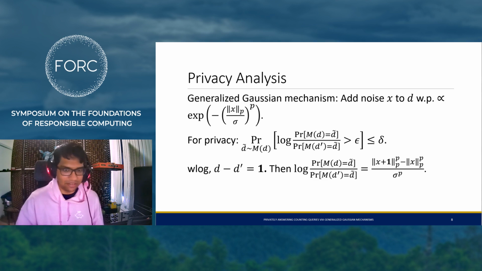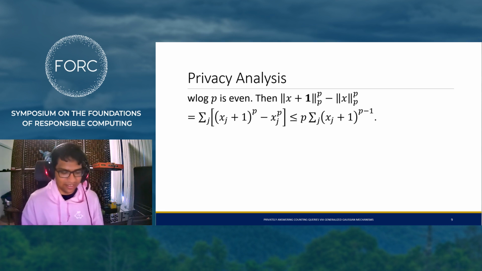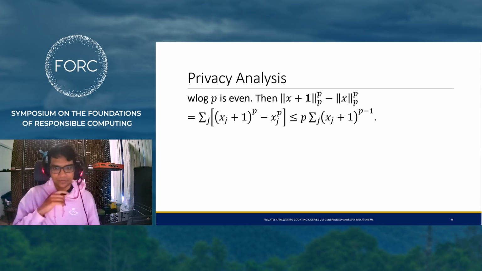Because if we can get a tail bound on the numerator, then we can solve for the value of sigma that rescales this tail bound to become the sufficient condition for privacy. Okay, so to tail bound the numerator, without loss of generality, we'll assume p is even. This is just to avoid a bunch of absolute value signs flying around in the analysis that can be messy to work with.